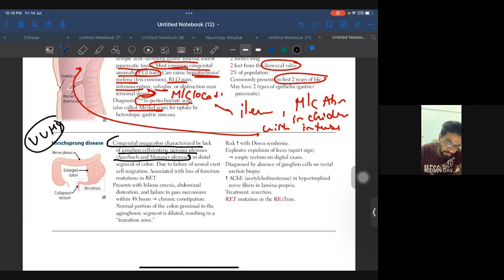Okay. Due to failure of neural crest cell migration, this is an important line. Associated with loss of function in RET, another important one. Present with bilious vomiting, abdominal distension, failure to pass meconium within 48 hours, chronic constipation.